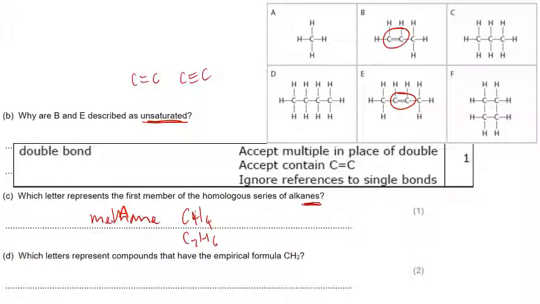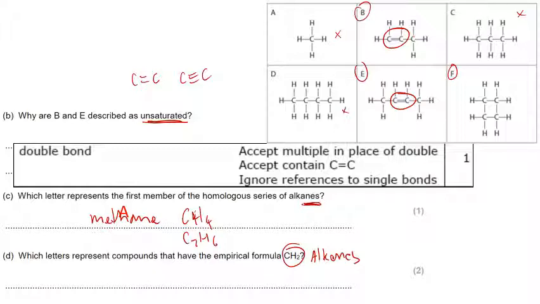Which letters represent compounds that have the empirical formula CH2? Now, normally these are alkenes. So looking for any alkenes, that's E and B. Both of these are alkenes, so they're going to have the empirical formula CH2. However, on the other hand, we do have F, which looks slightly different. We can cross off these because we know that these are alkanes, so they're not going to have this same empirical formula. But F, we're going to have to just check.